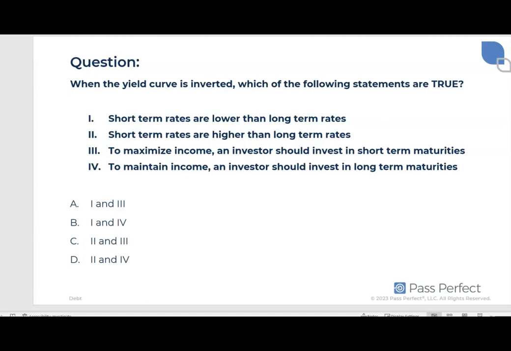Now that's usually in response to economic conditions, especially in response to Federal Reserve actions. Because when the Federal Reserve changes interest rates or starts to tighten credit, it affects short-term rates to a far greater degree than long-term. So number 2 is true. Short-term rates are higher than long-term, and therefore, yes, to maximize income, an investor should invest in short-term maturities because they're going to get a higher yield from it. So our best answer choice is C, 2 and 3.